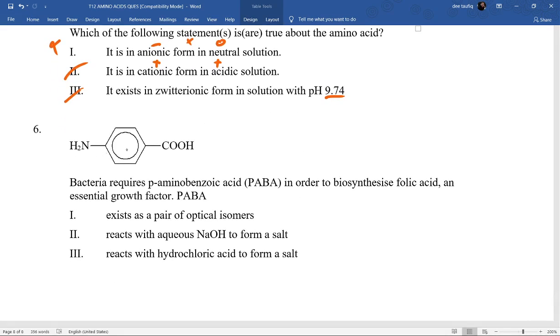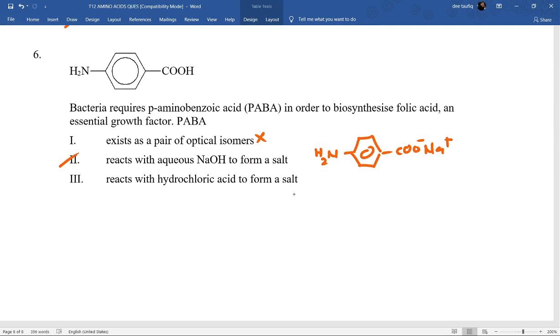Number 6. Para amino benzoic acid. Okay, bla bla. This is PABA. Exists as a pair of optical isomer. Okay, salah sebab tak ada chiral carbon. Reacts with aqueous NaOH to form salt. So ini betul. Jadi NH2 benzene ring COO minus Na+. Right, betul. React with HCl to form a salt. Betul juga.